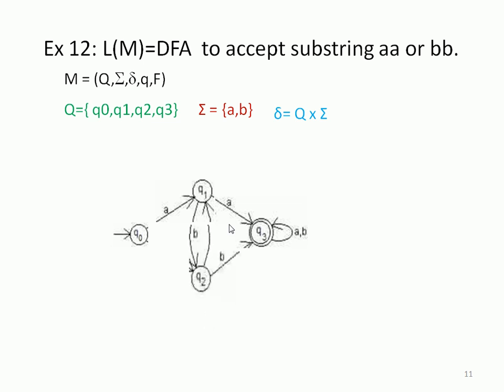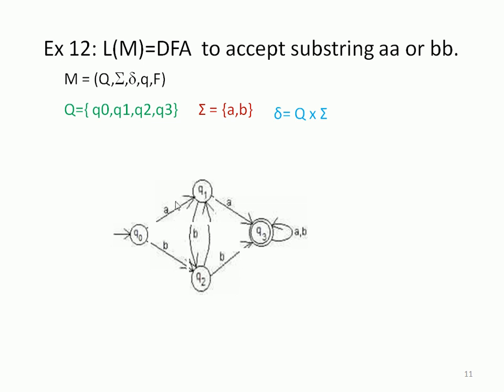So let's complete this diagram. When A is the input, it will go to Q3, and when B is the input, it will go to Q2, right? That is a dead state. From Q2 it will go to Q3. From Q0, when A is the input it goes to Q1, but when B is the input, it goes to Q2, right?